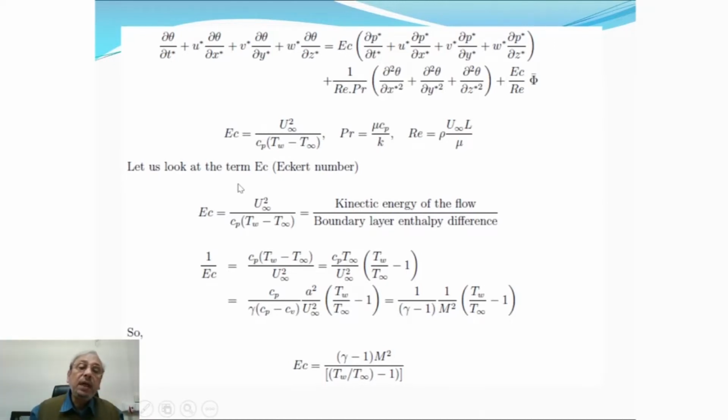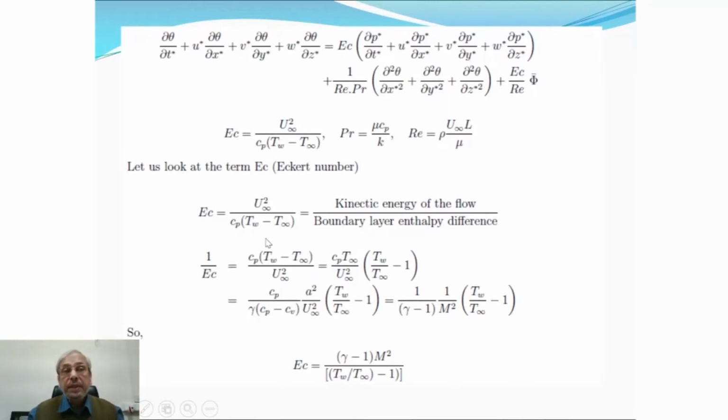Now let us look at the term Eckert number. Eckert number is given by U∞² divided by Cp(Tw − T∞). Physically, this can be presented as the kinetic energy of the flow divided by the boundary layer enthalpy difference. We have not precisely defined the boundary layer. When we will do that, this is basically the enthalpy difference across the boundary layer.